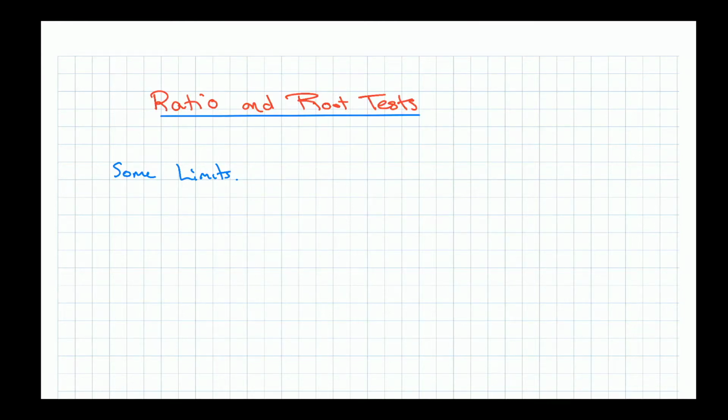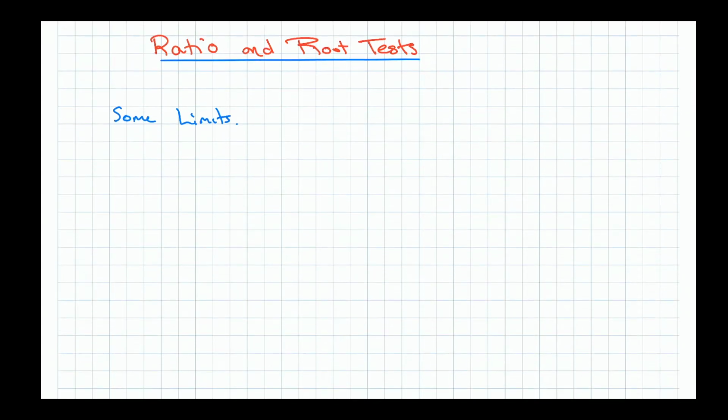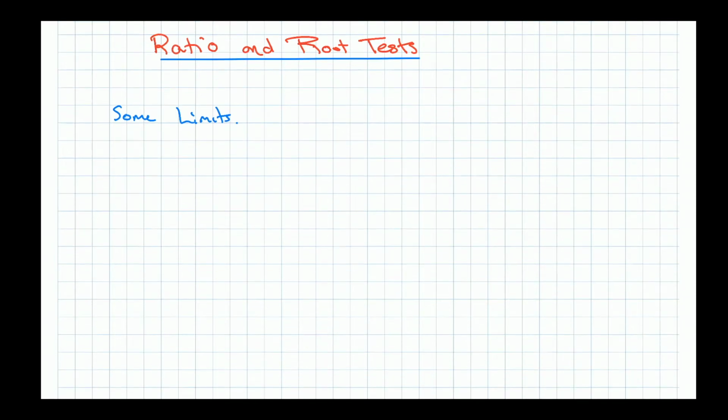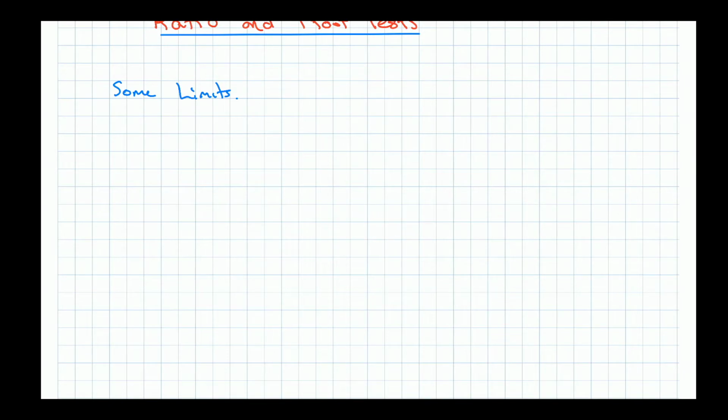All right, everybody. So what we're going to be looking at today are the ratio and the root tests, which are just going to be two more tests that you can use to test series for convergence, just like you've been doing for a while now. But before we do that, I just want to mention a few limits that we can take, that will hopefully make your life easier when we actually get to the ratio and the root tests. So without further ado, here's what we're going to do.